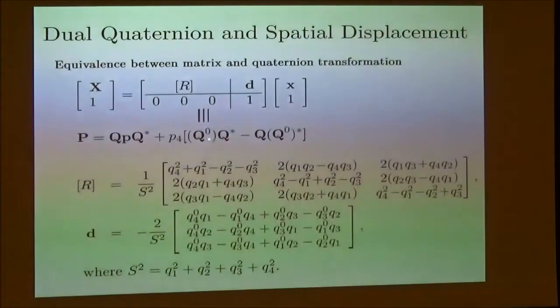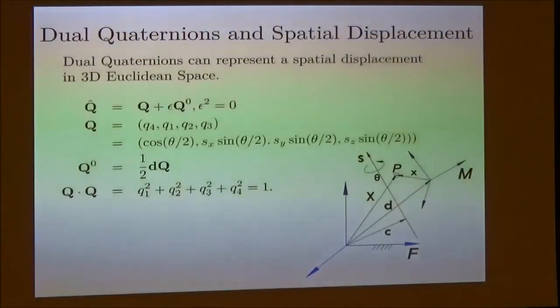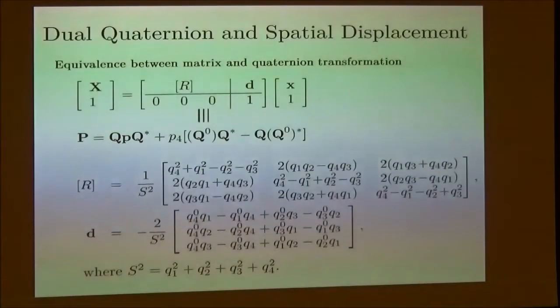Now, this translation vector is given by Q0, which is the dual part of the quaternion, times Q conjugate, minus multiplication of these two terms. And again, we can write their matrix form. So this we have already seen, the rotation matrix written in terms of quaternion parameters. And we can also get the d from that because we have this equation. Now, at this point, your exercise is to actually verify that this is the translation vector.